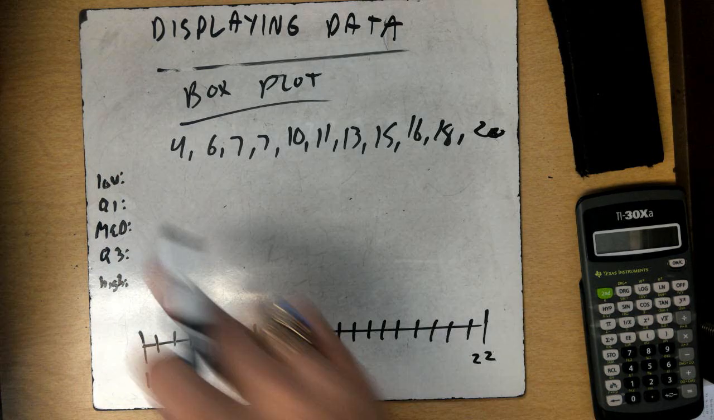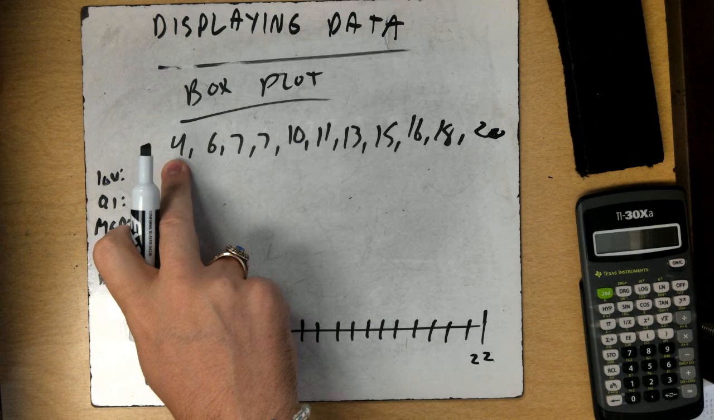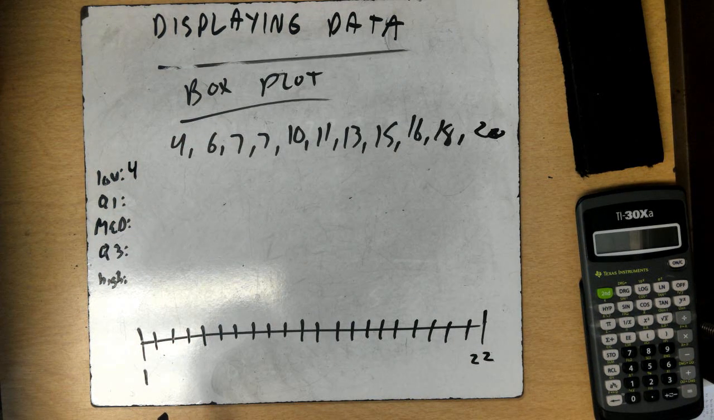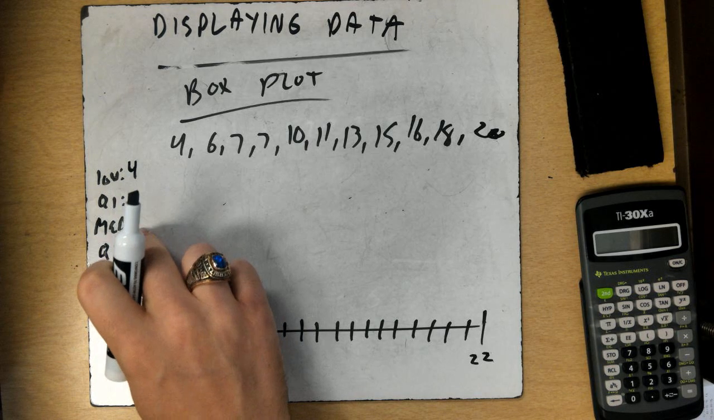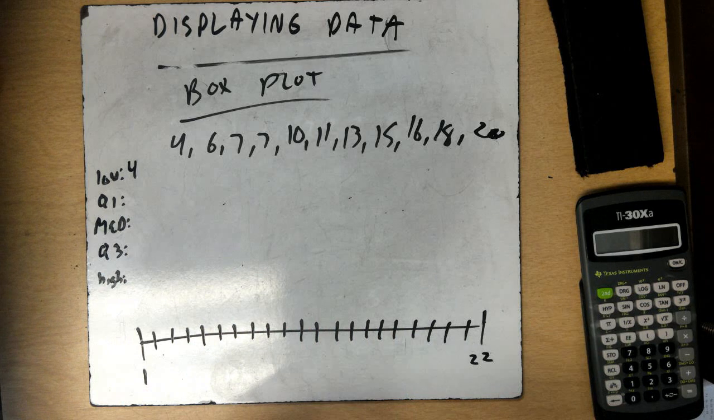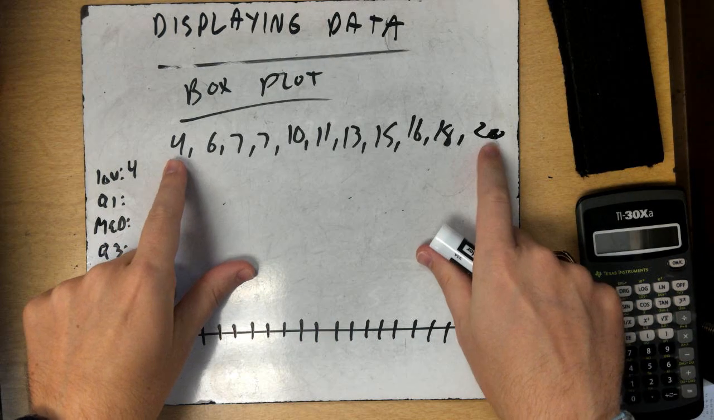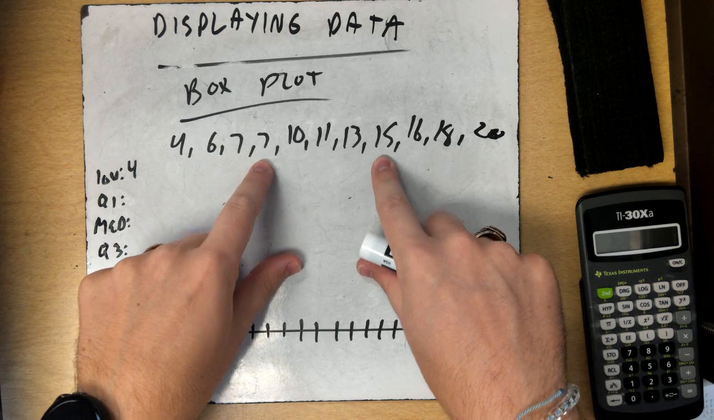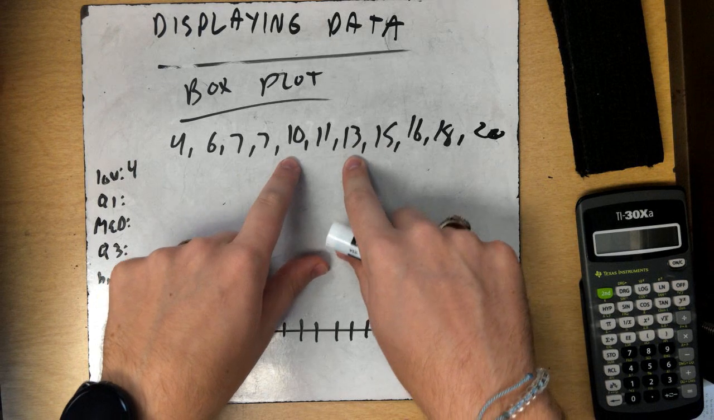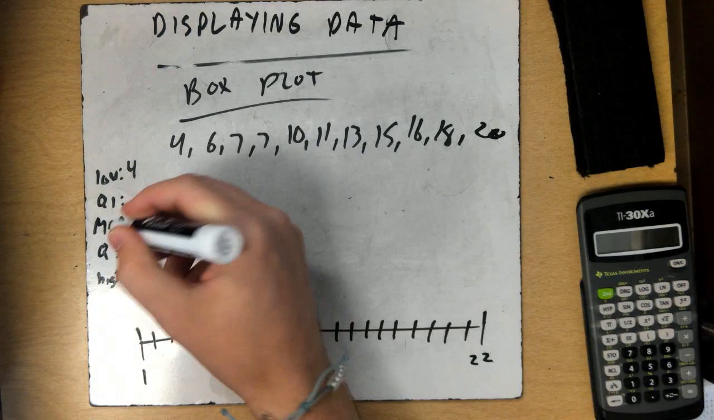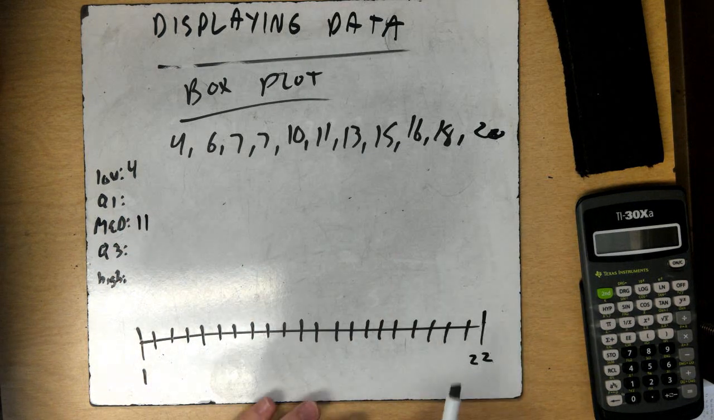Okay. So our lowest number here clearly is 4, right? It's the lowest number on here. Let's go with the median next. Remember, the median is your middle number when the numbers are in order from lowest to highest. So let's check this out. Let's start with our ends, 4 and 20, moving in 6 and 18, 7 and 16, 7 and 15, 10 and 13. Boom, one number in the middle, 11. So our 11 is our median. It's our middle number. This is great.